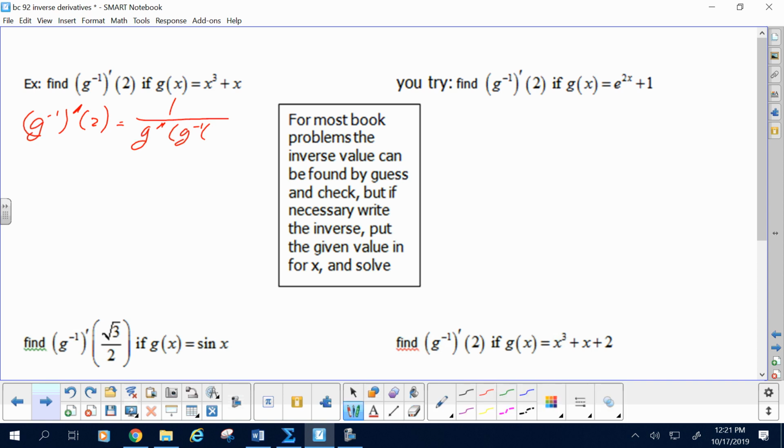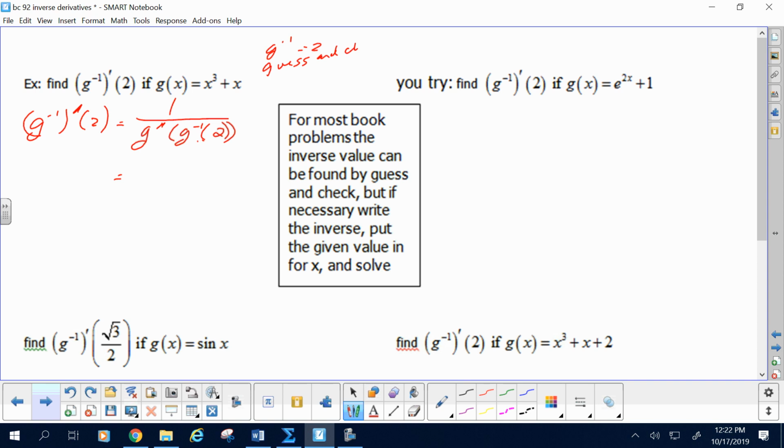Actually, I think what I want to do is this. You done? Okay, now, what do I do? Then, take the derivative? Not yet. You really need to know what I'm going to be putting into the derivative first. So let's do the inverse. G inverse at 2 can be found by guess and check.